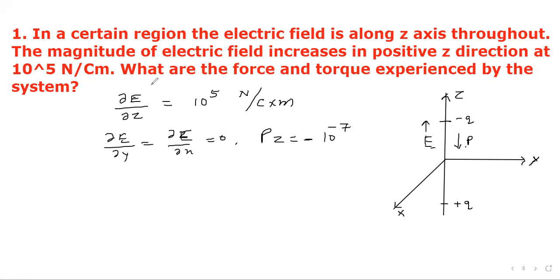Here a value is missing. The dipole moment is given as Pz equal to 10 power minus 7 towards the negative z-axis. Sorry. Okay. So now Pz is 10 power minus 7. So now we can consider the other directions, so Px and Py.